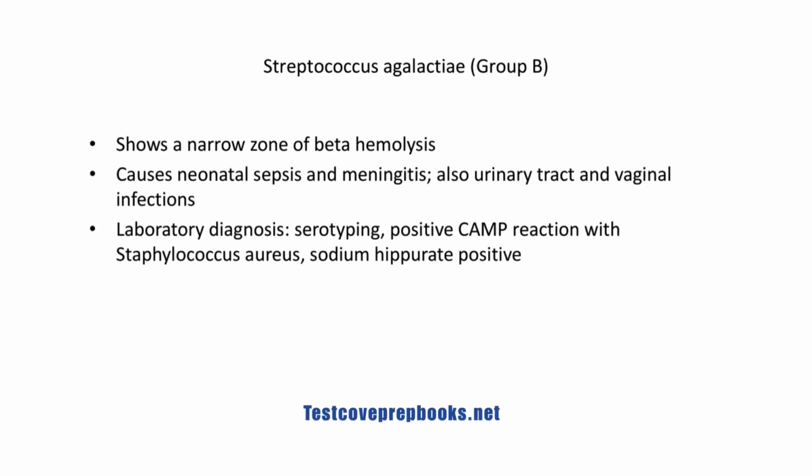Streptococcus agalactiae, or Group B Streptococcus, shows a narrow zone of beta hemolysis. It is a leading cause of neonatal sepsis and meningitis, and is also associated with urinary tract and vaginal infections. Laboratory identification includes serotyping, a positive CAMP reaction with Staphylococcus aureus, and a positive sodium hippurate test.